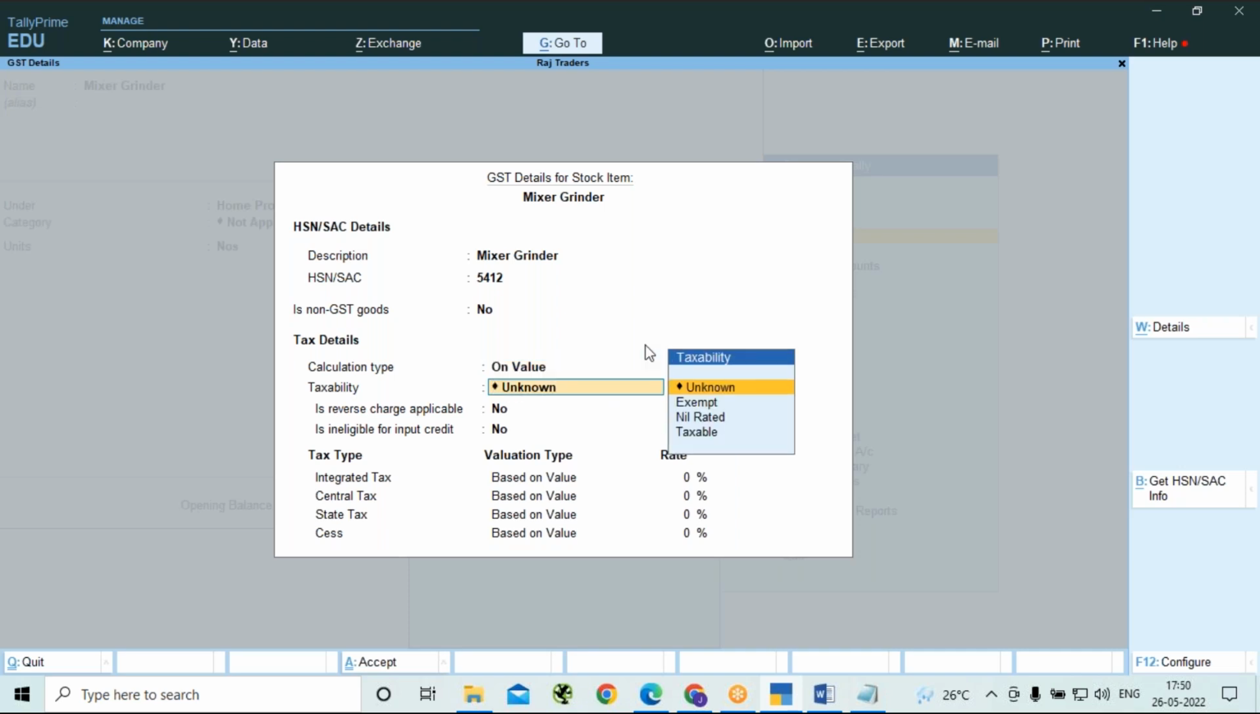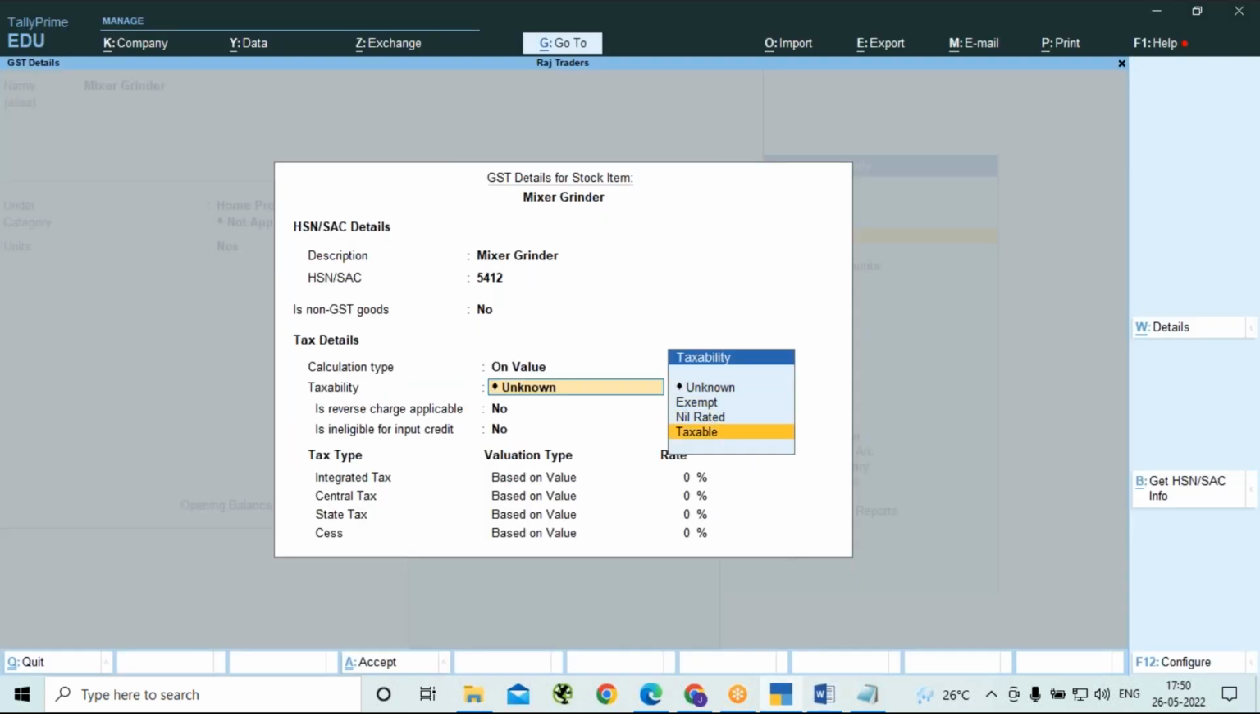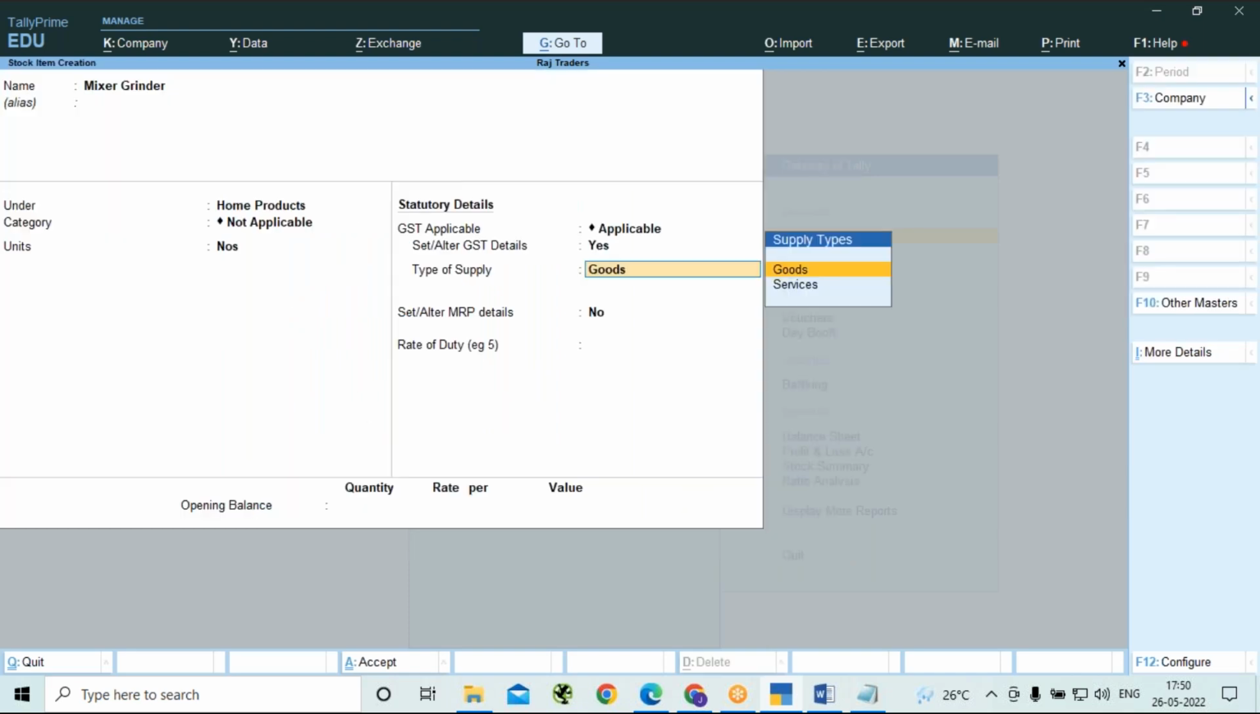Then taxability, is it a taxable item or is it exempted or nil rated? Nil rated is nothing but 0%. So what is the option I am supposed to select over here? Taxable. It's taxable because the GST rate is 18%. So let me choose taxable. And the other two options you can keep as no as of now. Now let me give the tax rate, that is 18% for integrated tax, and the same thing is going to get split into central tax and state tax, 9% each. Accepted. Type of supply will remain as goods.